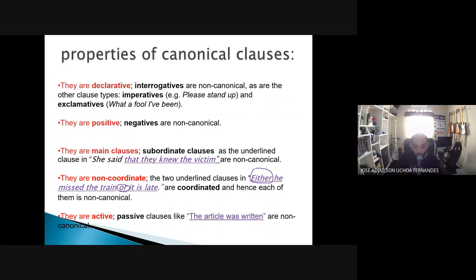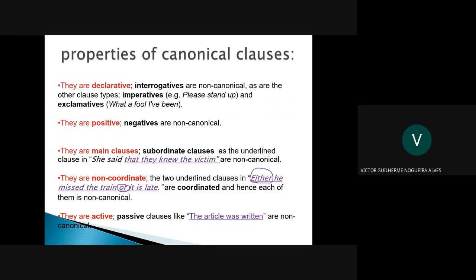And they are active. Passive clauses like the article was written are non-canonical. She wrote the article, canonical. The article was written, non-canonical. Okay? Any questions so far?